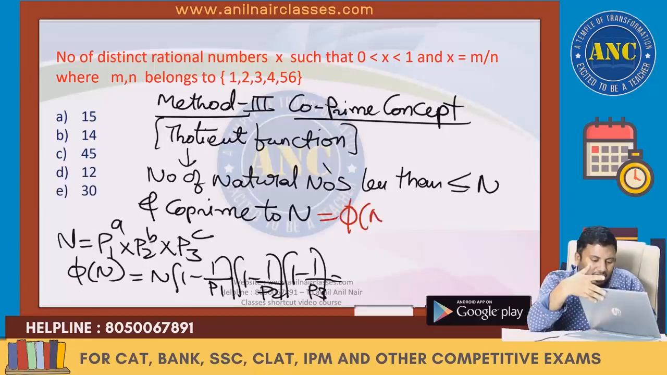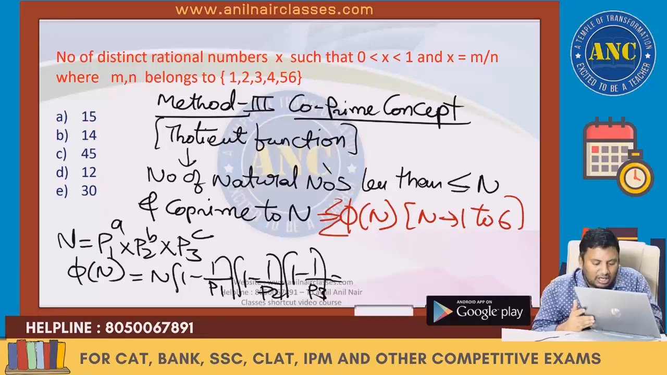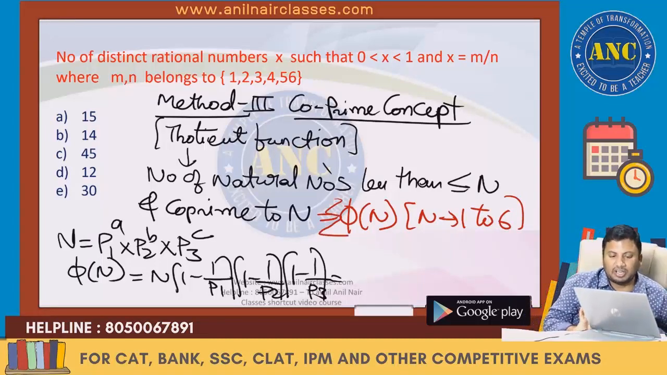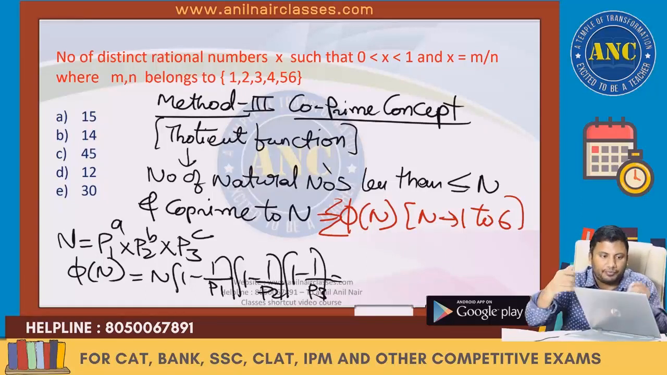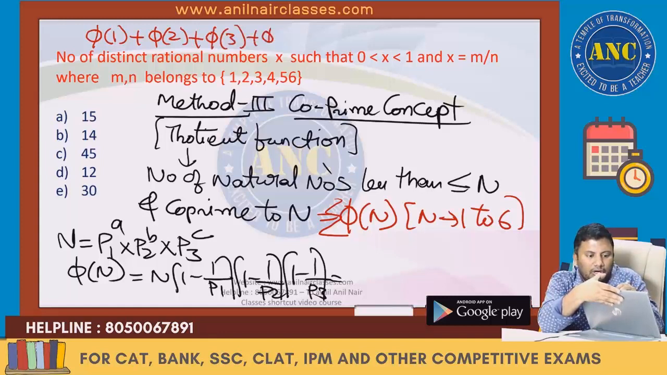This is nothing but the totient of n, with n ranging from 1 to 6. Listen carefully to why the totient appears. It is the summation of the totient function: totient of 1, totient of 2, totient of 3, totient of 4, totient of 5, totient of 6.